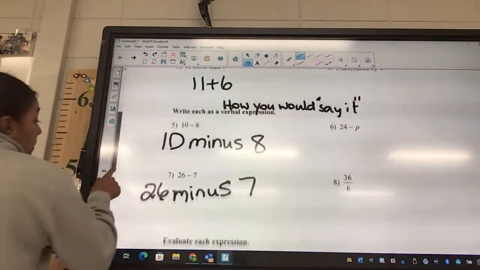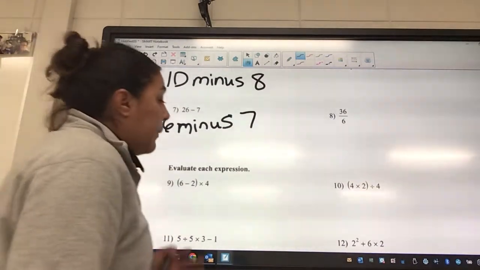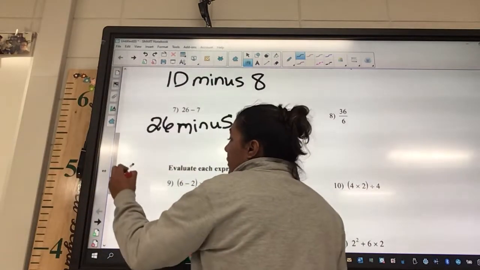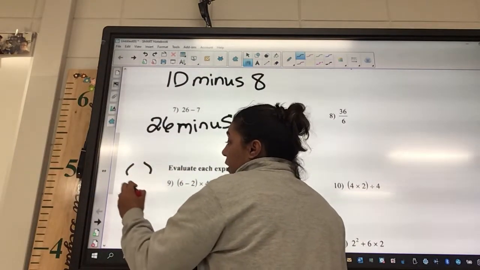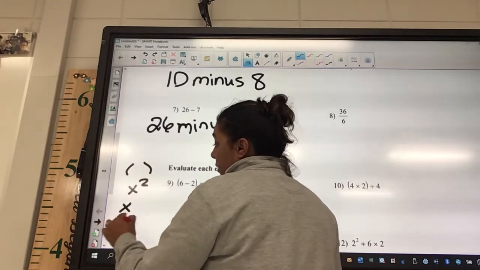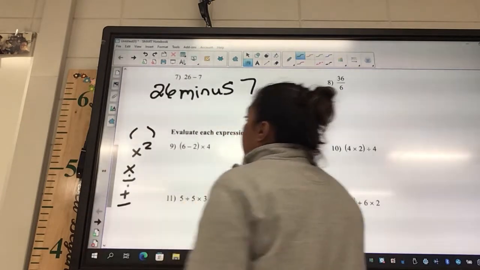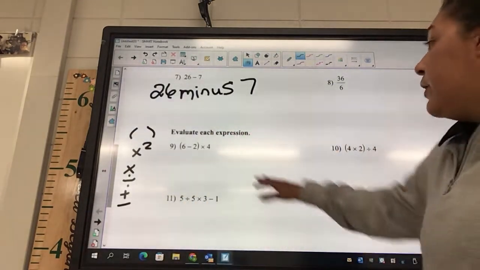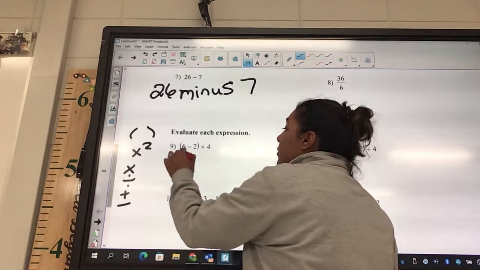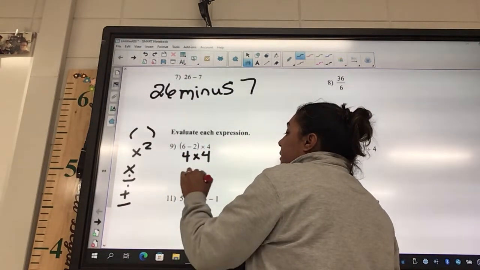Okay, the next section on your test is going to be evaluate each expression. Somewhere on here, I would probably write your order of operations. Okay, so you do your parentheses first, and then your exponents, multiplication, division, addition, and then subtraction. Okay, so here we got some parentheses. So 6 minus 2 is 4 times 4, which is going to be 16.